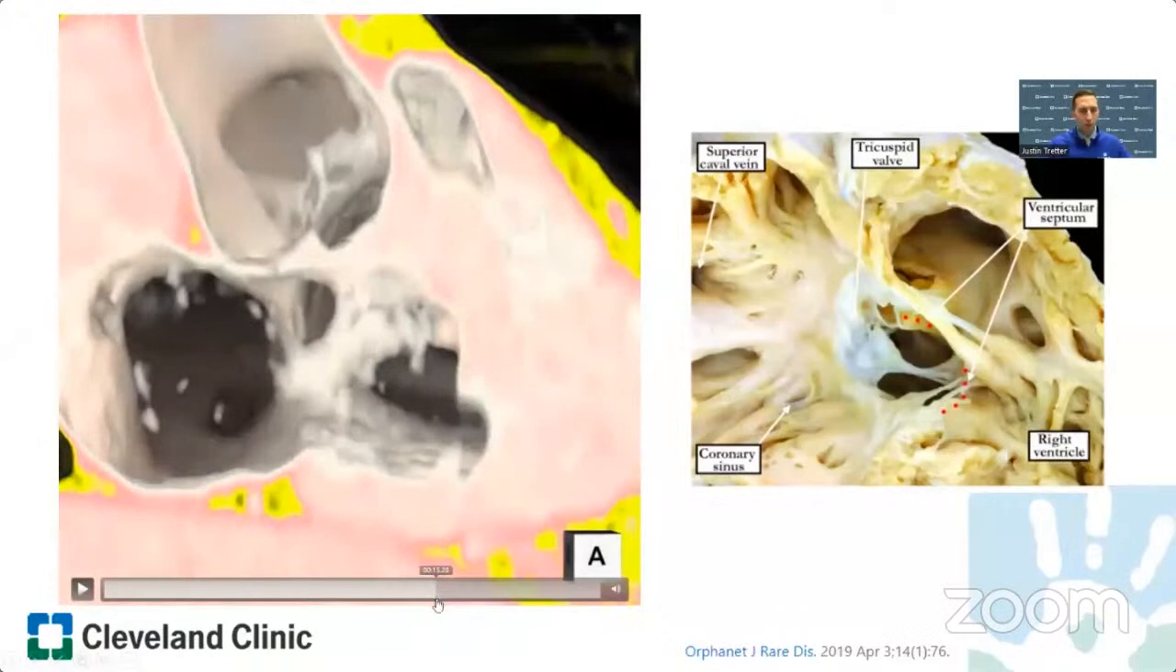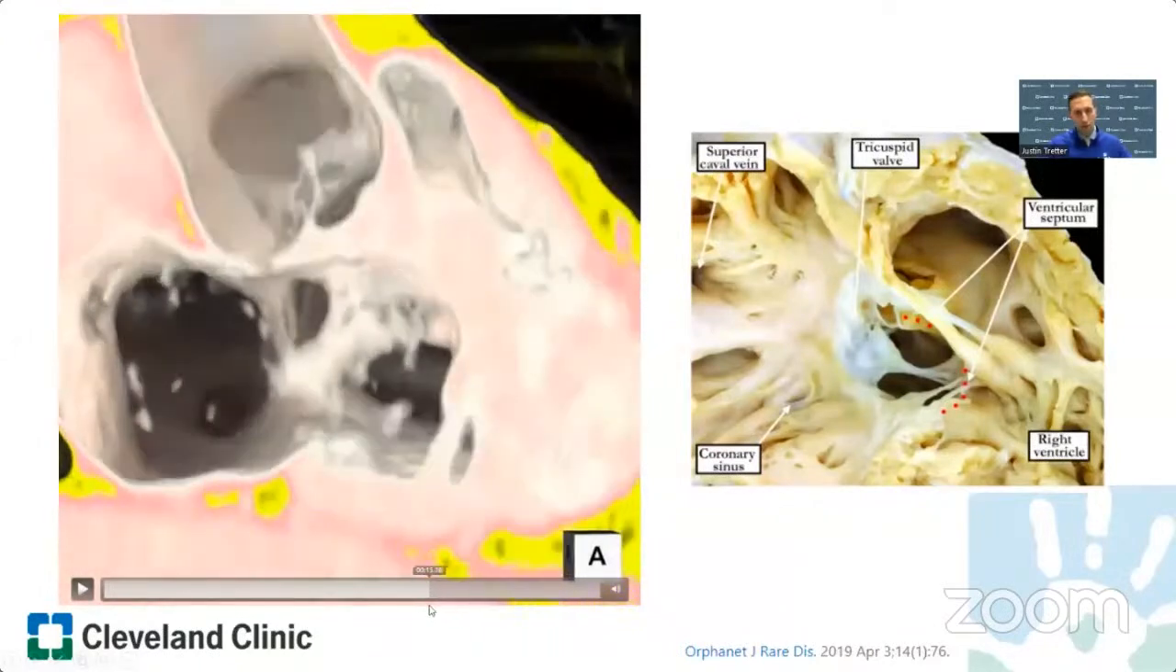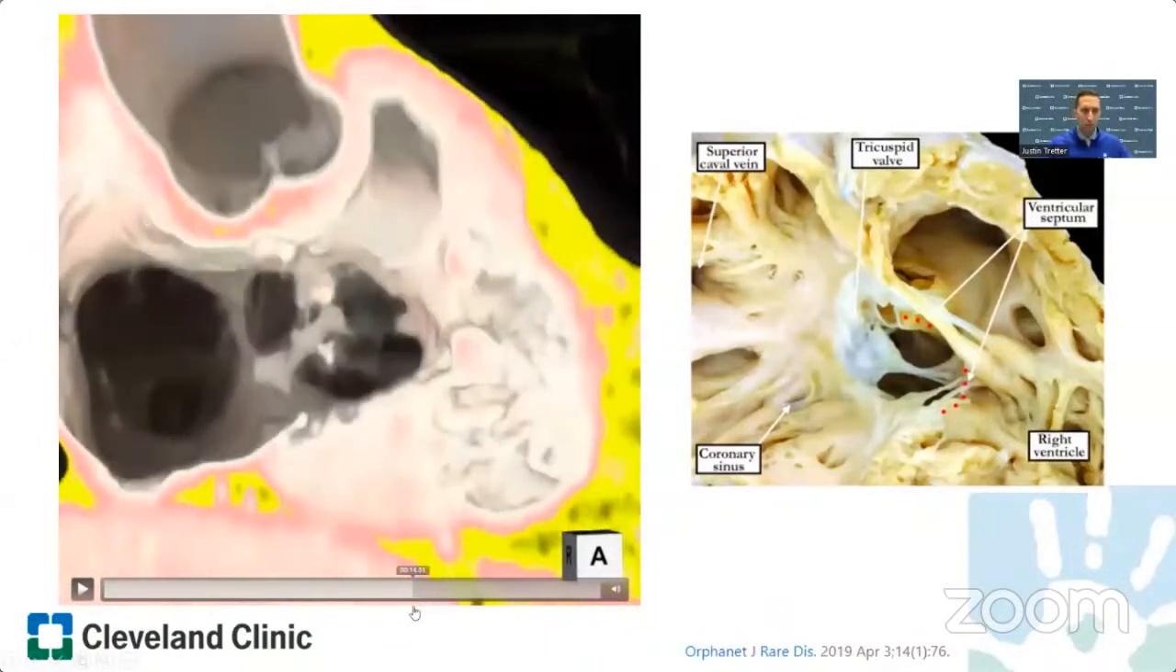And then if we rotate into, and there's just removing the tricuspid valve to appreciate the extent of this large perimembranous inlet VSD.